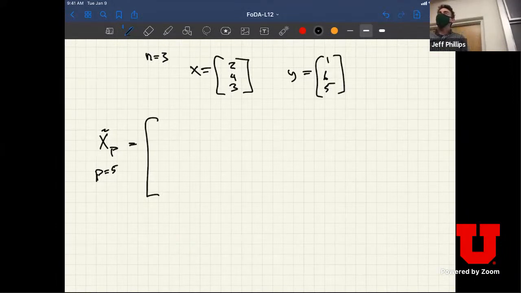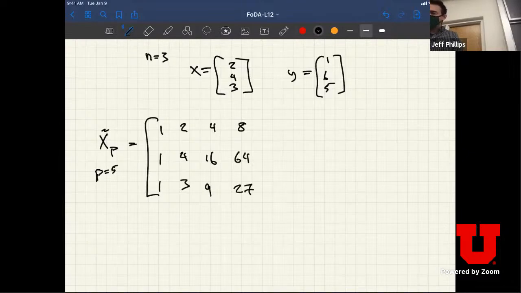So what is the first column going to be? It's ones, right? And there are 3 of them: 1, 1, 1. The second column is just going to be a copy of the original x. That's 2, 4, 3. The third column, I need to do 2 squared. That's 4. 4 squared, 16. 3 squared, 9. Right? The next column is the cubed version. So I have 8, 64, 27.